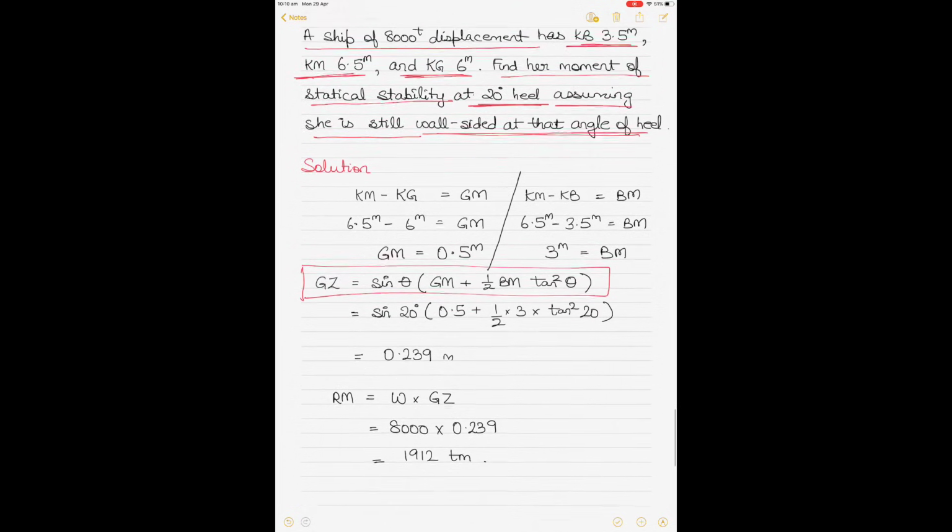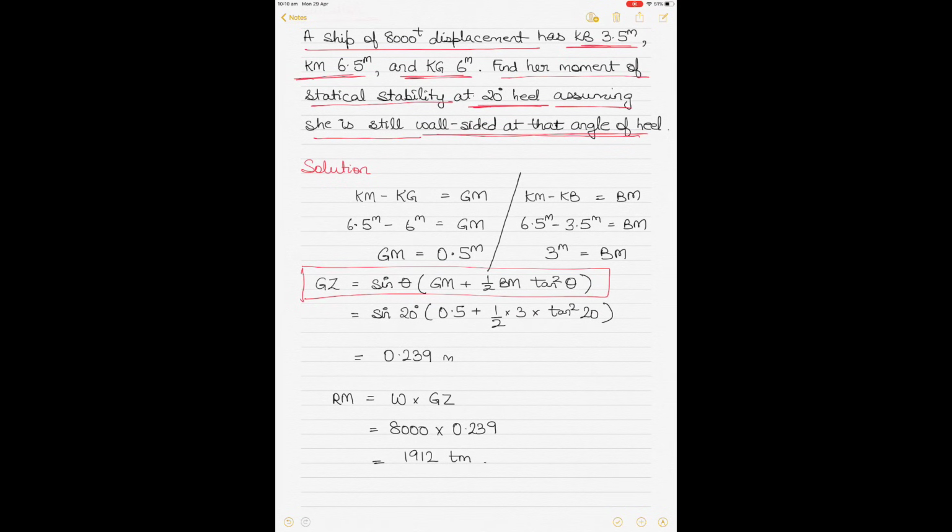Alright, so of course, when the question says we have to find our righting moment, or rather our moment of statical stability, before we do that, we need to know what is our righting lever. Find out our righting lever for a wall-sided vessel after angle of heeling. We can use this formula for large angles of heel. So we simply put in the values of sine theta, then we put in the value of GM, half of BM into tan square of theta again. Check your values with the values given or written by me. You should be getting a righting lever of 0.239 meters.